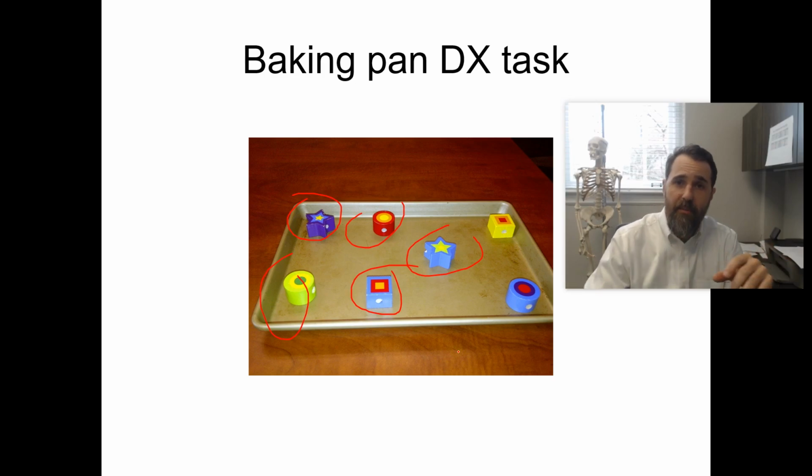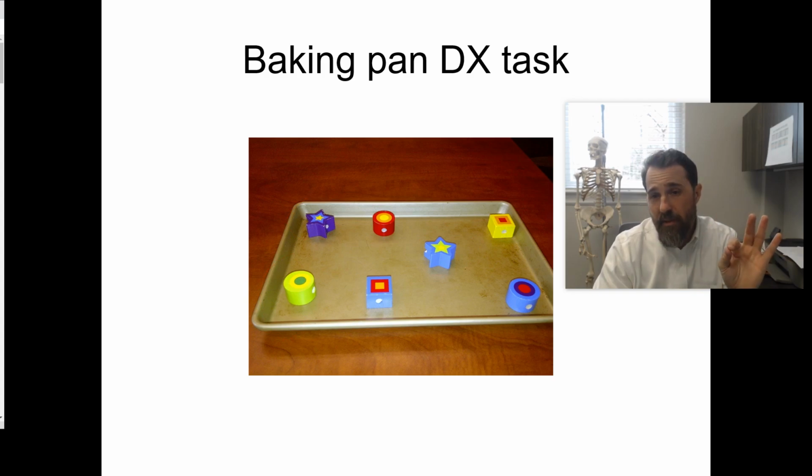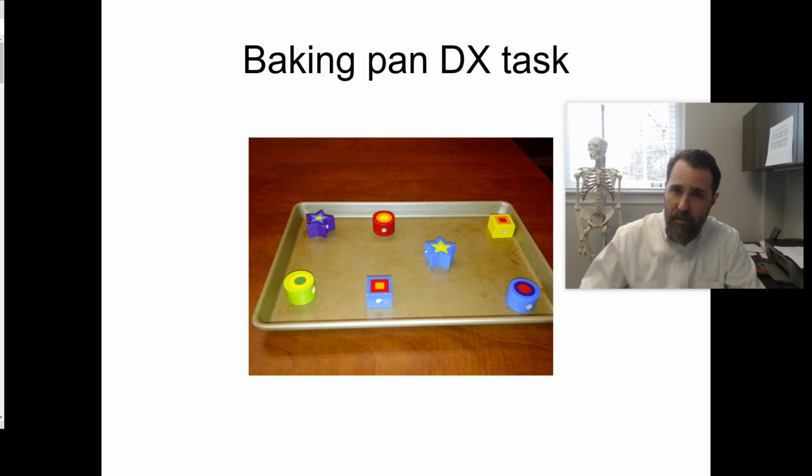And then you center the baking pan in front of the patient and ask them to hand you all the blocks and see if they're able to do that. And then maybe you do the opposite. Maybe you give them the blocks and say, spread these out within the baking pan, like you're making cookies, spread them evenly. And how they do that is going to indicate to you the presence or absence of neglect.